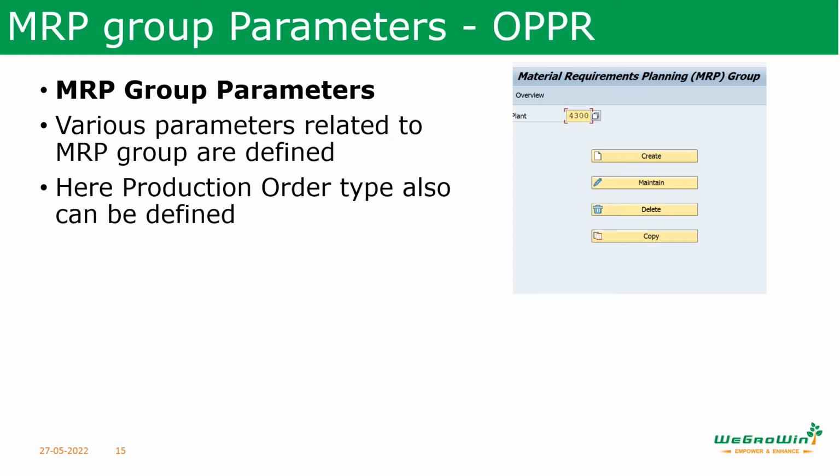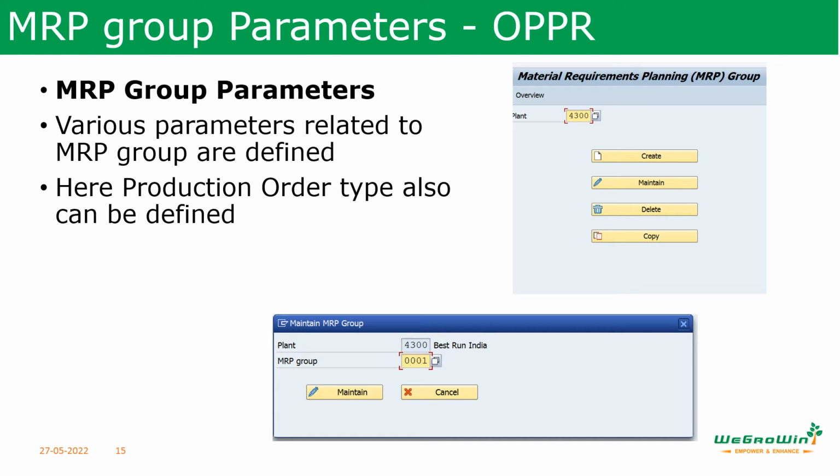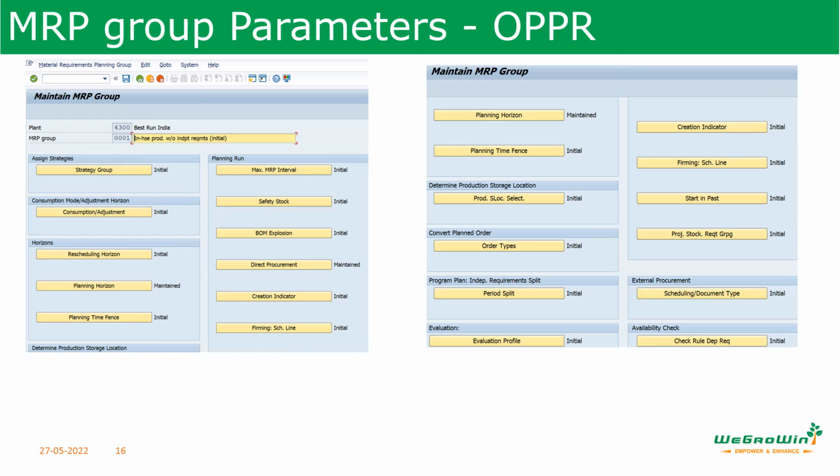These MRP groups are defined through the configuration transaction OPPR. When you enter here, enter the plant, then go inside by entering the MRP group. Here we can see various parameters like the frequency of planning, how to explode the bill of material, the order type to be used when converting a planned order, the planning horizon to be used, and how the scheduling has to be carried out. Apart from the above, there are many more parameters that we have shown here.